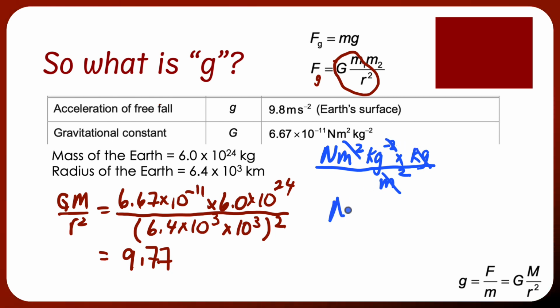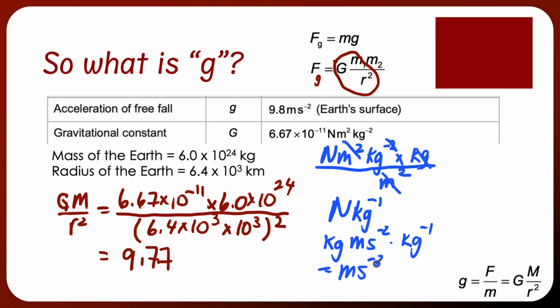This has newtons per kilogram. Only one of them canceled out here. Let me just point out newtons. If I think about Newton's second law, force is mass times acceleration, so hidden inside this newton is going to be kilogram meter per second squared. Now times this kg to the -1, gives me meters per second squared.